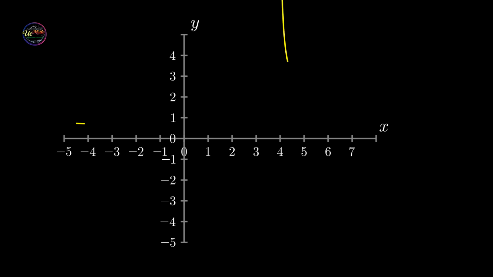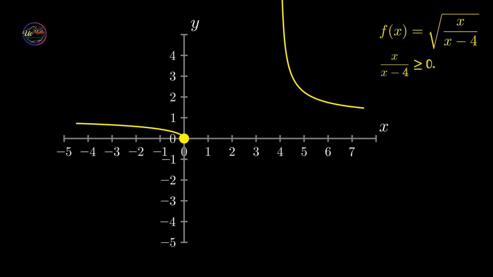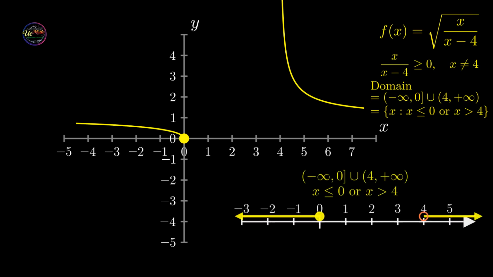The yellow curve shows f of x equals the square root of x divided by x minus 4. For a square root to be defined, the expression inside must be greater than or equal to 0. So we need x divided by x minus 4 to be greater than or equal to 0. Also, the denominator x minus 4 cannot equal 0. So x cannot equal 4.